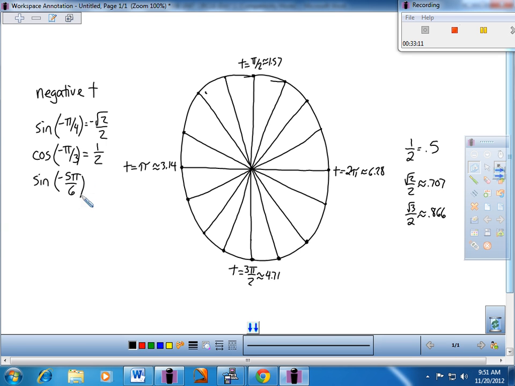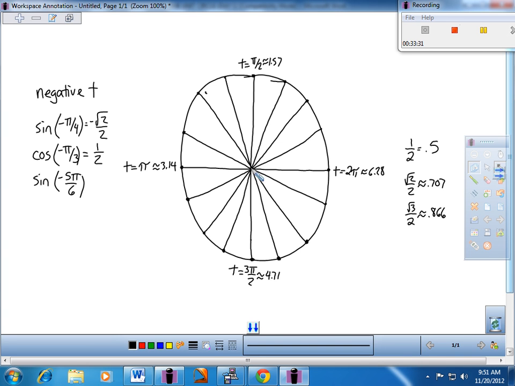Okay, so this is a good one right here. Remember, that's about 150 degrees clockwise. So that would be going around right before, probably halfway. I think negative 5 pi over 6 would be right here. And so if you know you're right here, then let's start working our way.